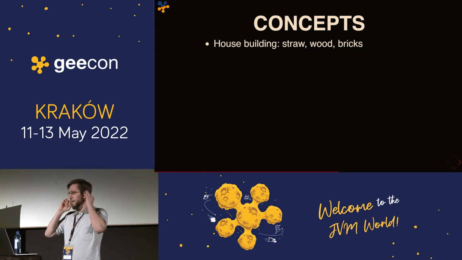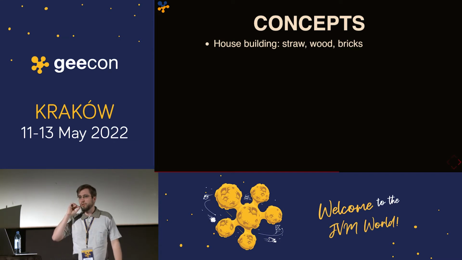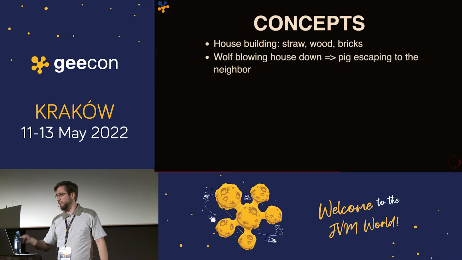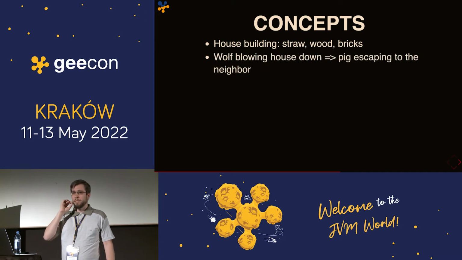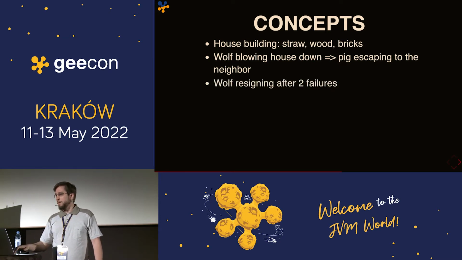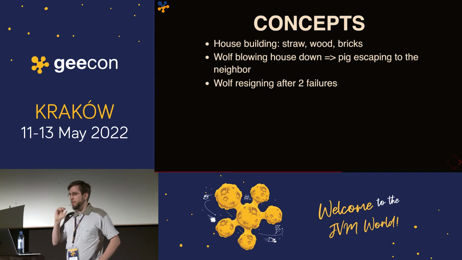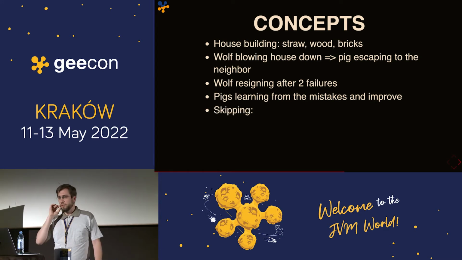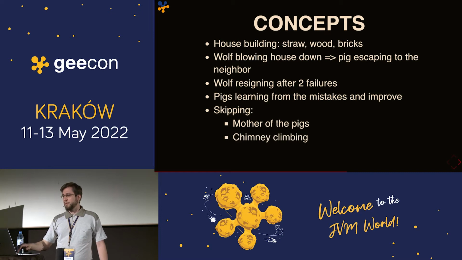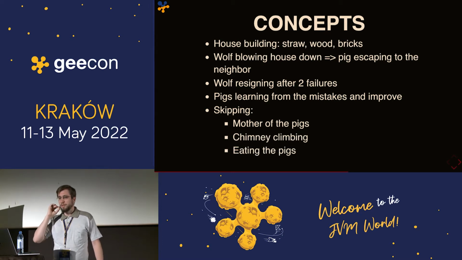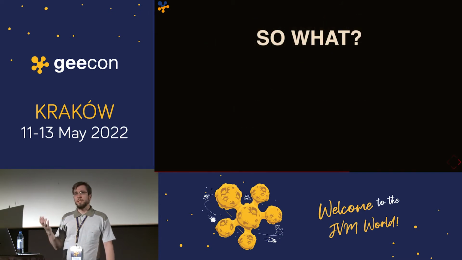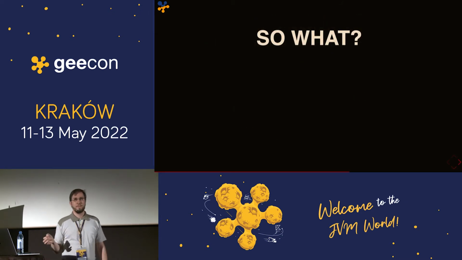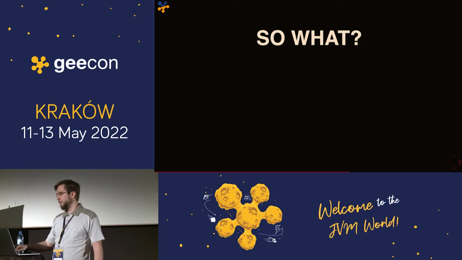We have a requirement that we should build a house, either from straw, from wood, or from bricks. We have a requirement that the wolf is blowing the house down, and then the pig should escape. Then, after 2 failures, the wolf should resign, and the pig should be able to learn from the mistakes. What we skip intentionally to make the code simpler is the mother of the pigs, the climbing through the chimney and eating the pigs. So knowing that, what should be the aggregate of our bounded context?